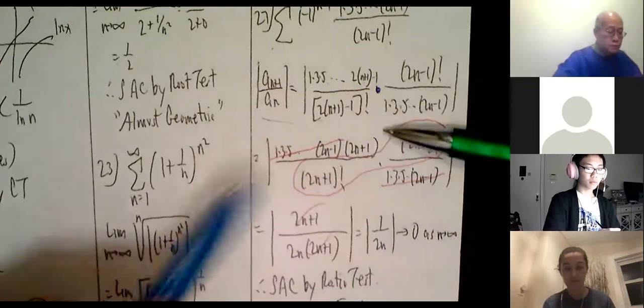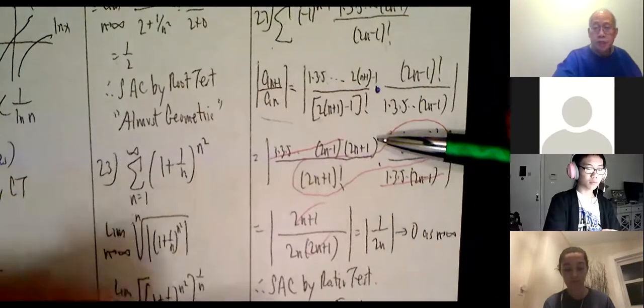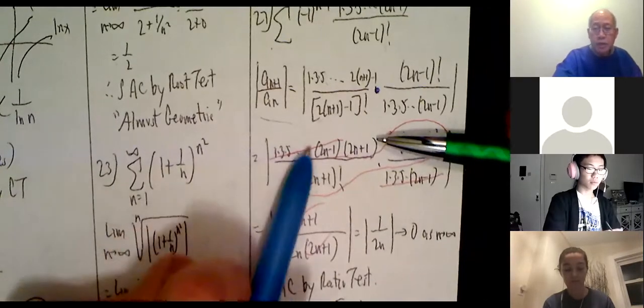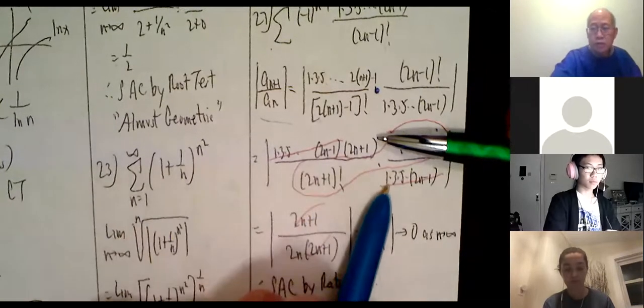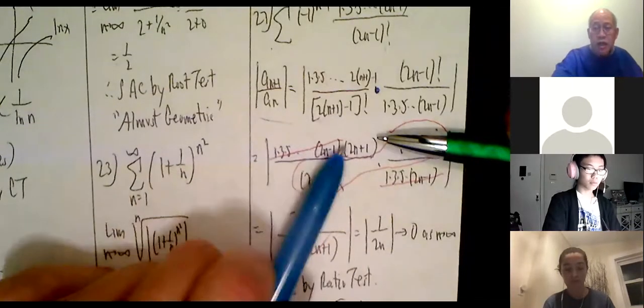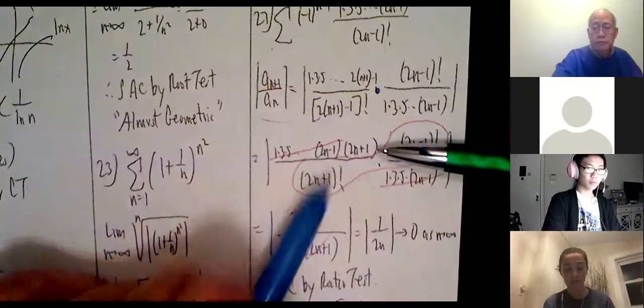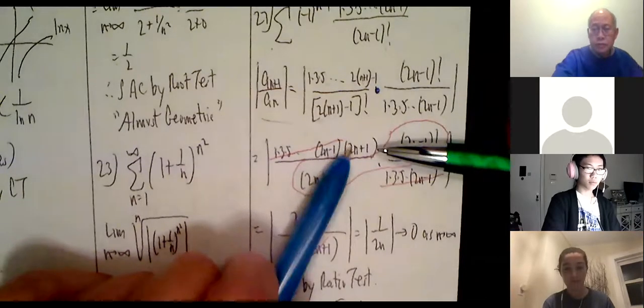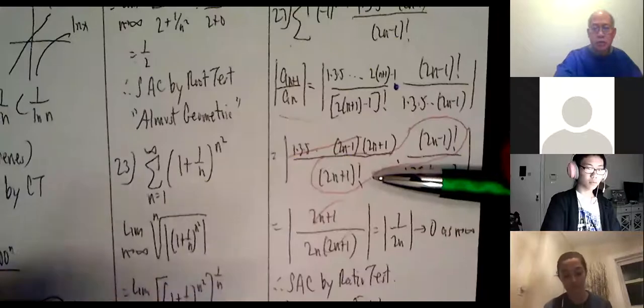Okay, now, look at all this stuff. 1, 3, 5, blah, blah, blah, 2n minus 1 cancels 1, 3, 5, blah, blah, blah, 2n minus 1. So all of that cancels all of that. I still have a 2n plus 1. Okay. And now look at the factorial stuff.